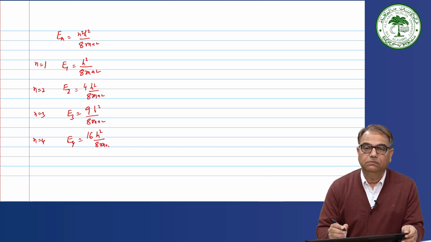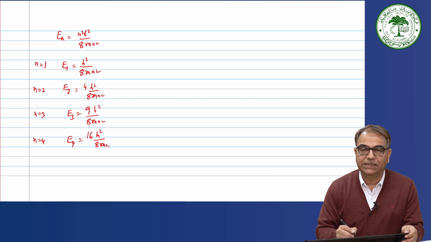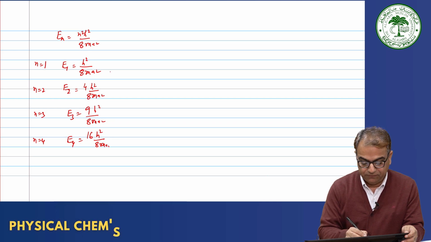So if you look at the energy gap between any two energy levels, between 1 and 2, you can write delta E 1 2 as how much? It is 3h square divided by 8 ma square.